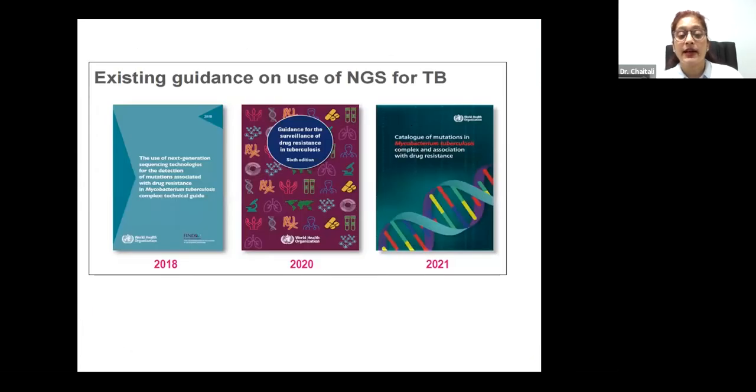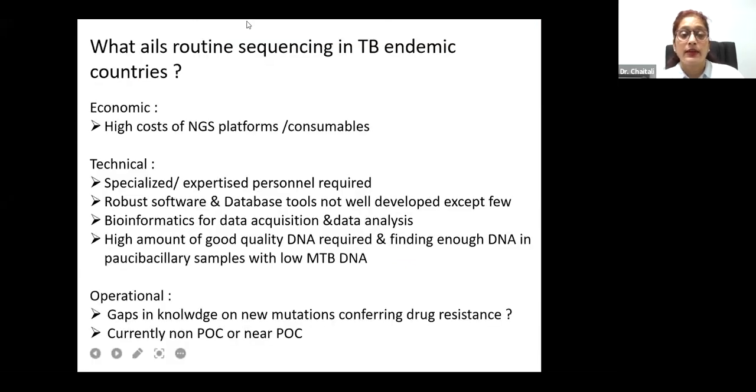These are the existing guidelines, from 2018 to 2021, on the use of whole genome sequencing for TB diagnostics. Why is it difficult to establish such a sequencing setup in a TB endemic country? It is because of economics. The platform has a high cost, with CAPEX and OPEX both too costly. It requires technical expertise and personnel, there are gaps in knowledge of new mutations conflicting with drug resistance, and currently it is not point of care testing.